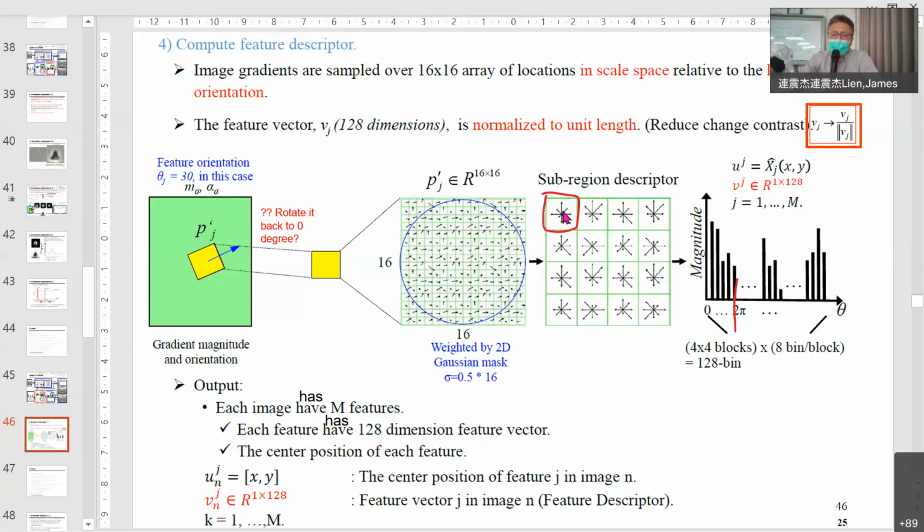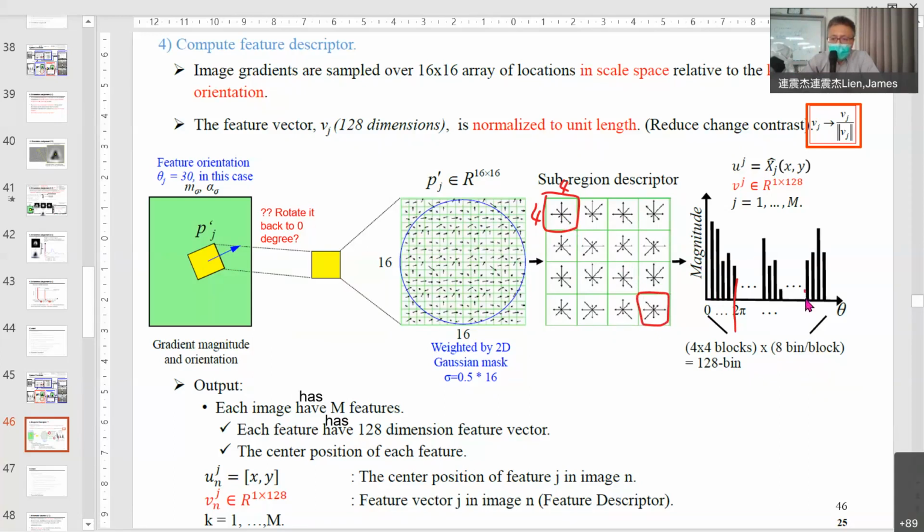This block is 4 pixels by 4 pixels, so it is sparse. Sparse means there are only 16 pixels, very sparse, so your bins cannot be too many, otherwise many bins will be 0. So they only divide into 8 directions, 8 angles: 0 degrees, 45 degrees, 90 degrees, one every 45 degrees.